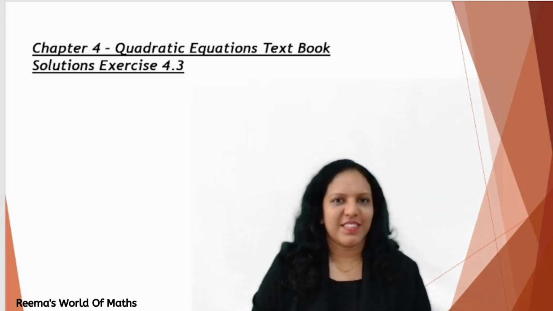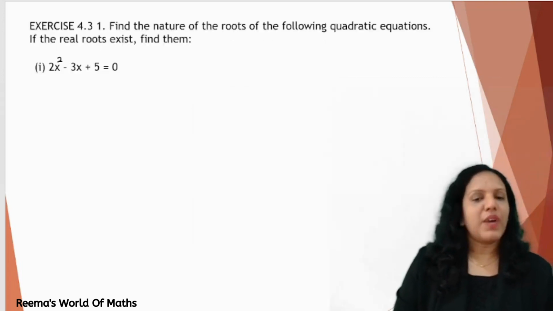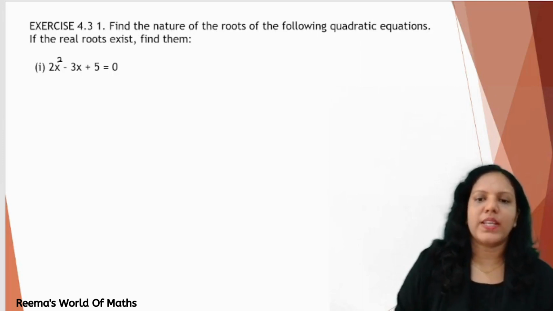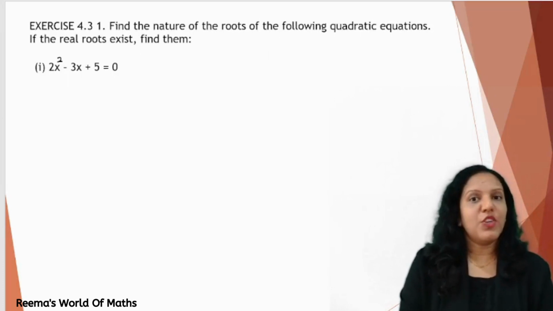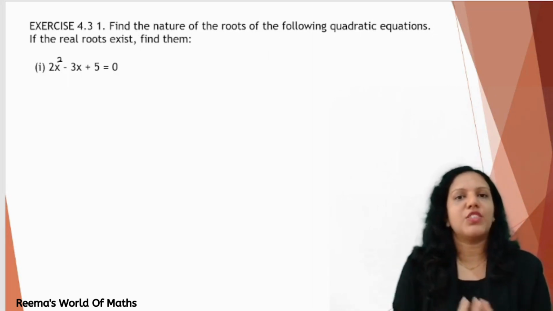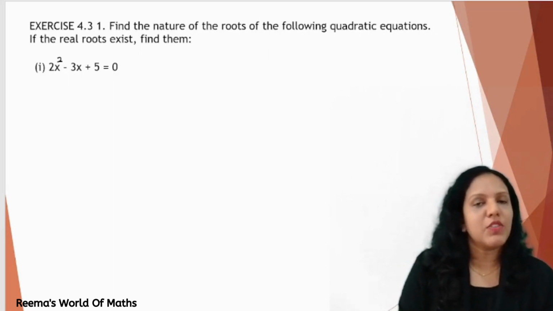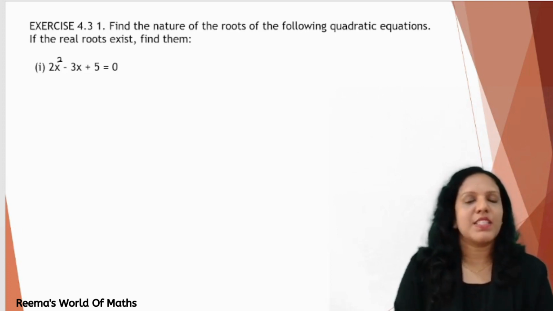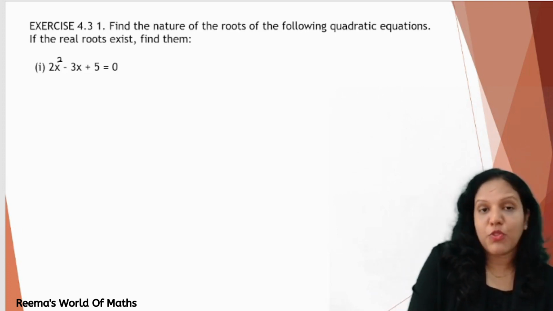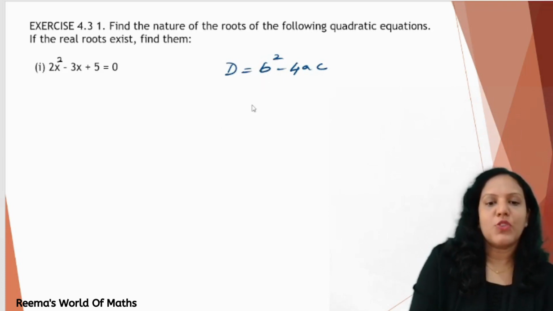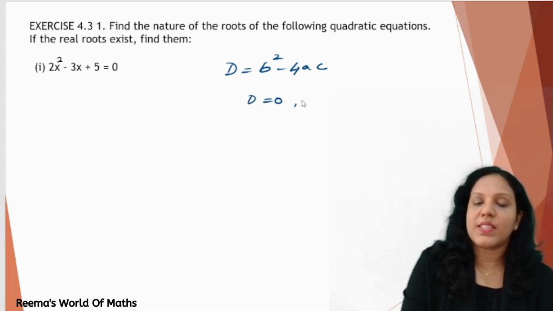So let's start. The first question: find the nature of the roots of the following quadratic equations. If the real roots exist, find them. We know there is a connection between the nature of the roots and the discriminant of the quadratic equation. So what is a discriminant? The formula to find the discriminant is D is equal to b squared minus 4ac. If D is equal to 0, then what is the nature of the roots?